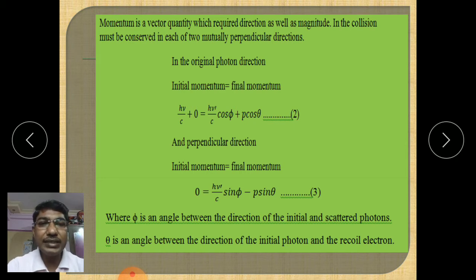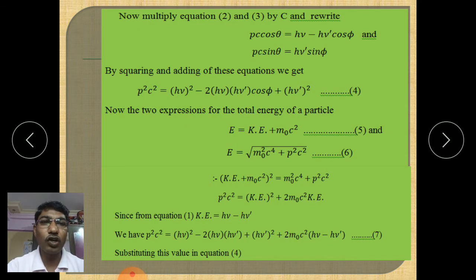Here phi is the angle between the direction of initial and scattered photon, and theta is the angle between the direction of initial photon and the recoil electron. Now multiply equations 2 and 3 by c and rewrite that p c cos theta is equal to h nu minus h nu dash cos phi, and p c sin theta is equal to h nu dash sin phi.